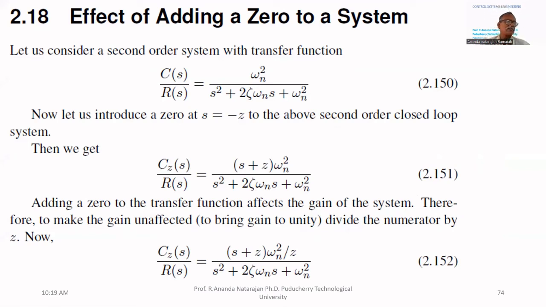So suppose I'm having a system which is second order. If I add a pole to the system, it means we are modifying the system. Then it becomes third order. Its characteristics will be modified.